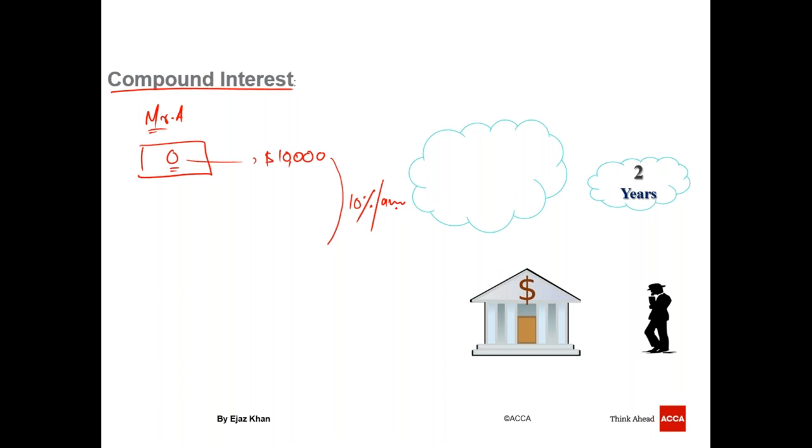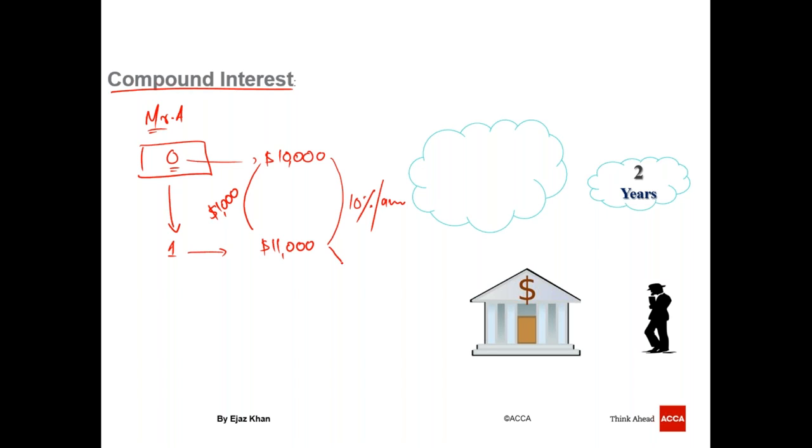It means that every year Mr. A is going to receive 10% of the amount invested. So after 1 year, the total amount will be $10,000 plus 10% return. The 10% return will be equal to $1,000. So the total that Mr. A will have after the end of the first year will be $11,000.